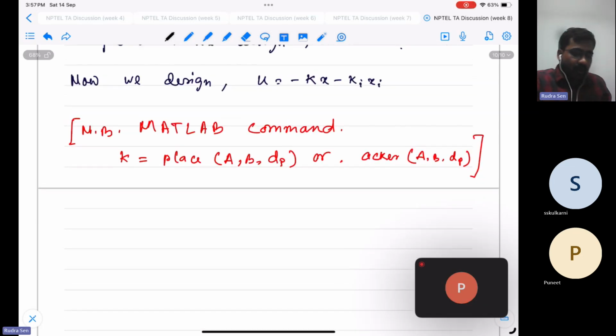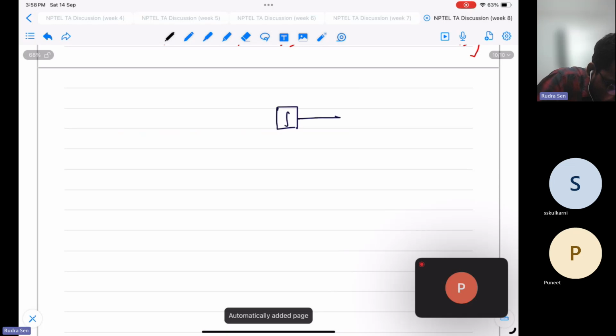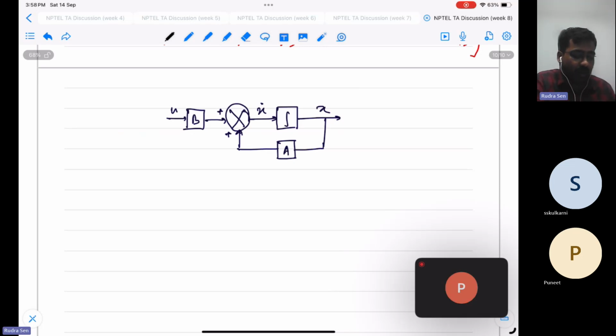So in that case, what would be our system block diagram? Let's say this is my integrator. I'm getting x from here, so this is x dot. The b is over here, so there should be u, and here is a. So this is my x dot equals ax plus bu.